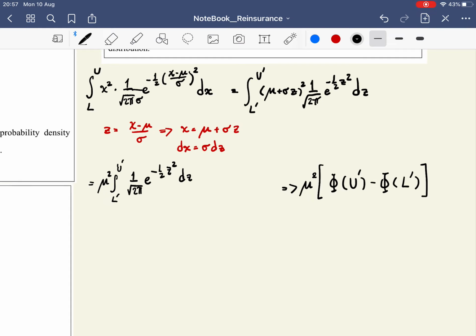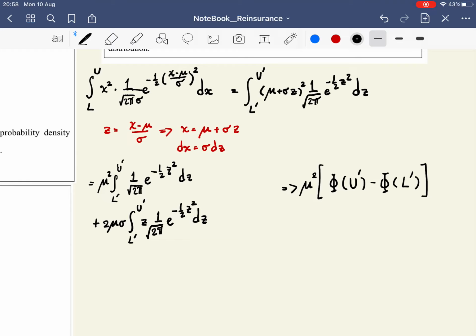And with all of that, just z that is not a constant, so just z will be set in the integral. After that, we can pull up. So we will have the integral from L prime to U prime of z times 1 over square root 2 pi e to the power of negative 1 over 2 z square dz. Here is what we got, okay?